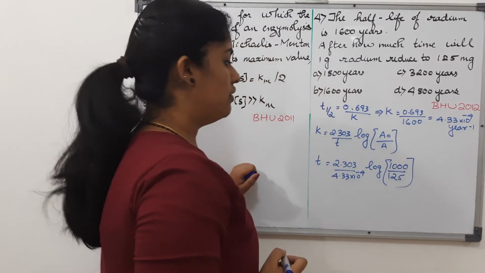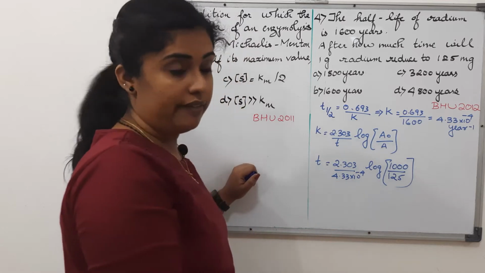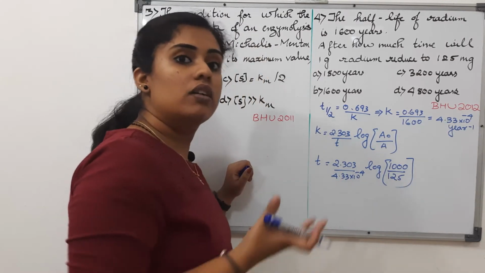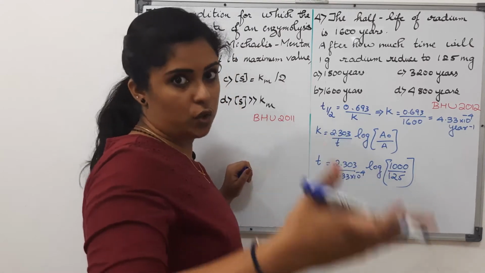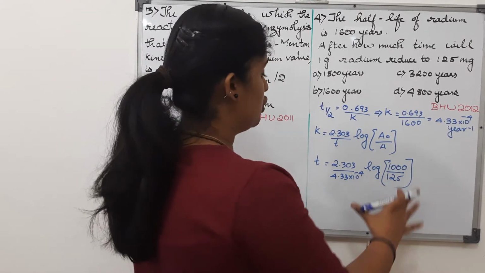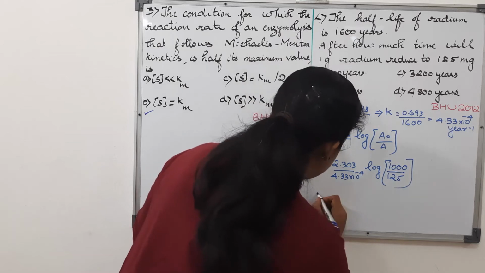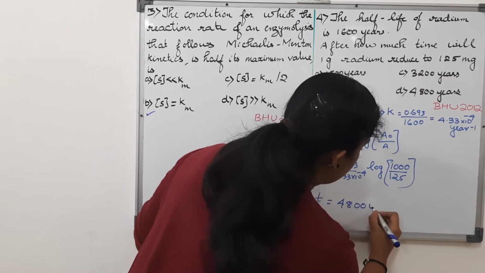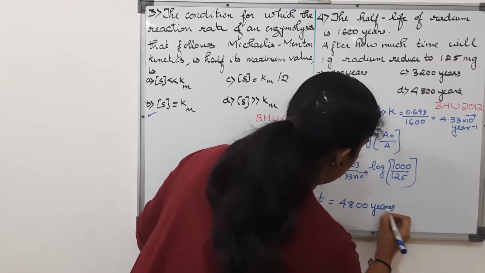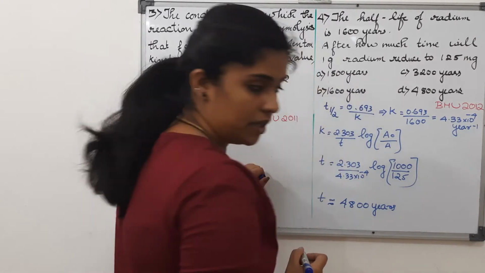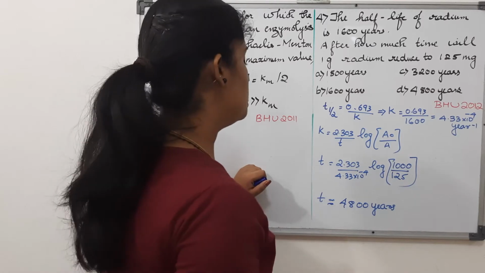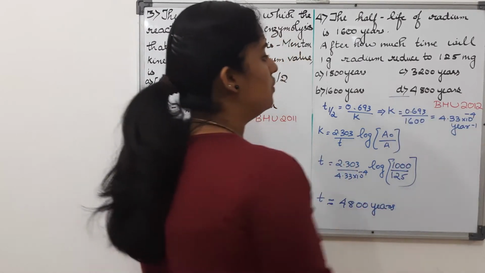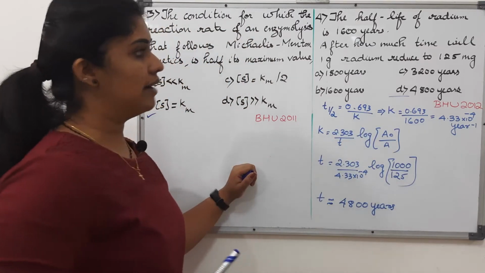Clear? Now if you simplify, this 1000 by 125 is 8. 8 is 2 cube. So log of 2 cube you would get, and log of 2 cube can be written as 3 log 2. So from all that, once you simplify, you can get your T value to be approximately equal to 4800 years. Okay. It's not the exact value, but approximately 4800 years would be the value that you get after simplification, which is our option D. So for this question, option D is the right answer.